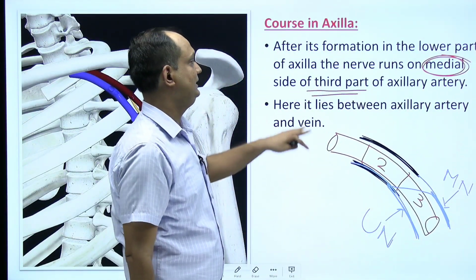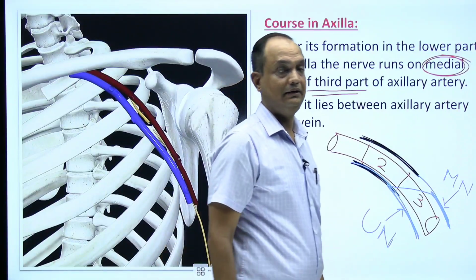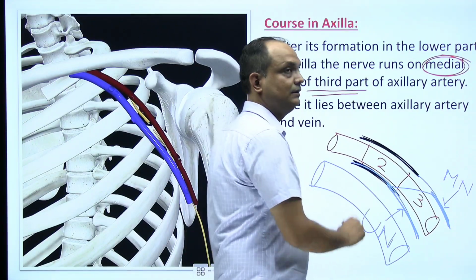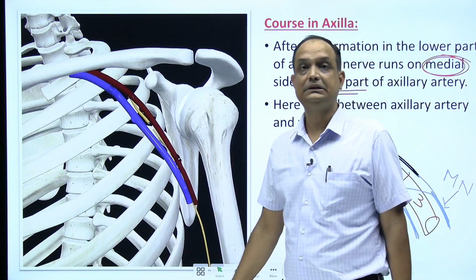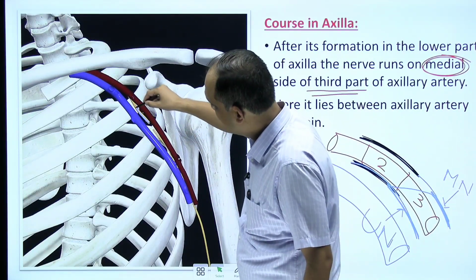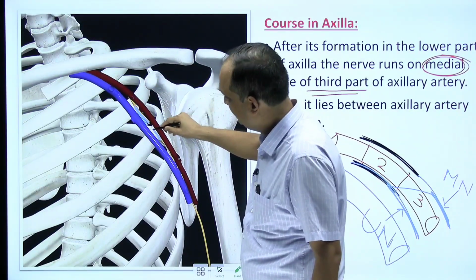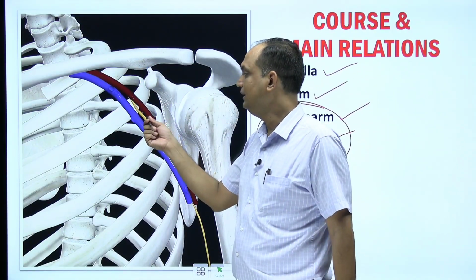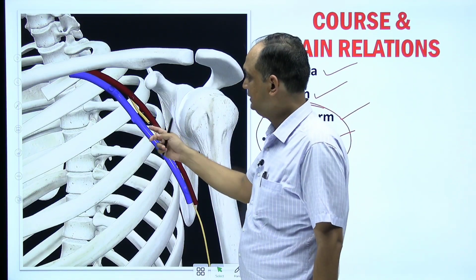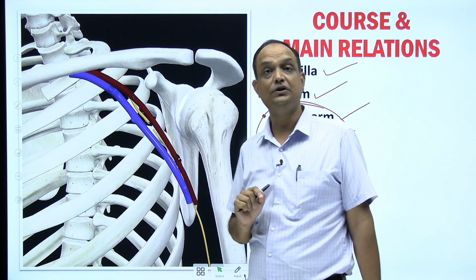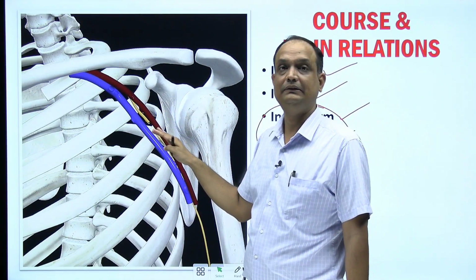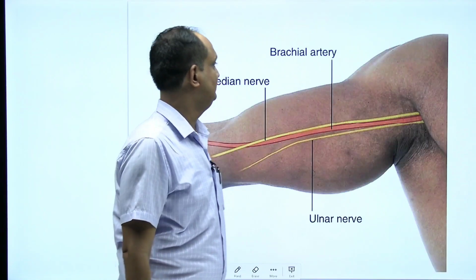Clear? Now, here it lies between the axillary artery and axillary vein. So, what you will realize is that the vein comes more medially to this artery. In this diagram, you can appreciate the same relation: this is your medial cord, this is your ulnar nerve, and this is your artery. So, this artery is on the outer side of the nerve, and this is your vein. So, what is the relation? The ulnar nerve lies on the inner aspect of the third part of axillary artery, but just lateral to the vein. Clear? So, this becomes an important thing.